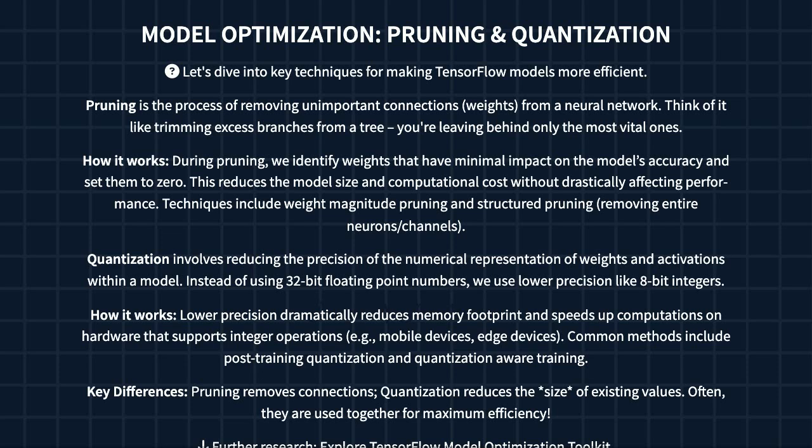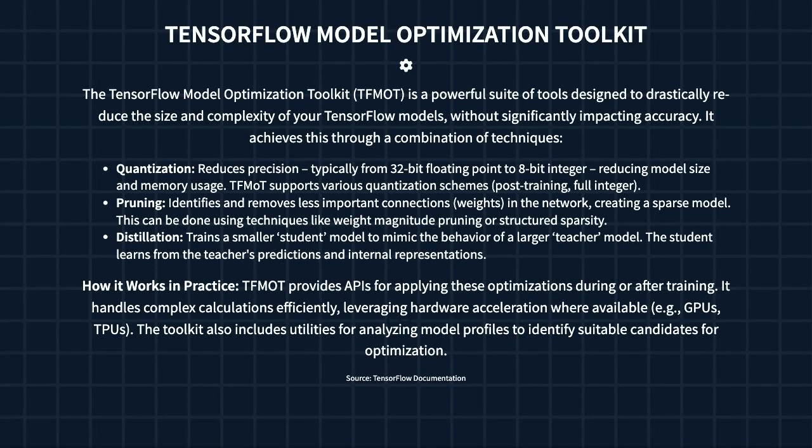Instead of using large floating point numbers, we can represent them with smaller integers, which drastically cuts down memory usage and speeds up calculations, especially when running on devices like smartphones or embedded systems. Often these techniques are combined for even greater efficiency. It's a win-win. Let's talk about how the TensorFlow Model Optimization Toolkit makes your model smaller and faster.